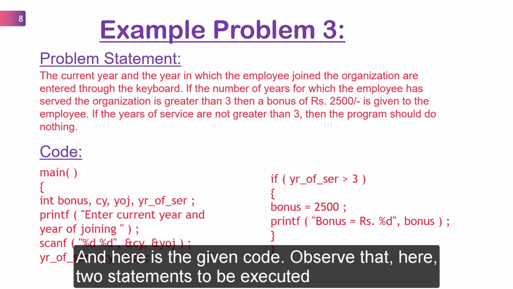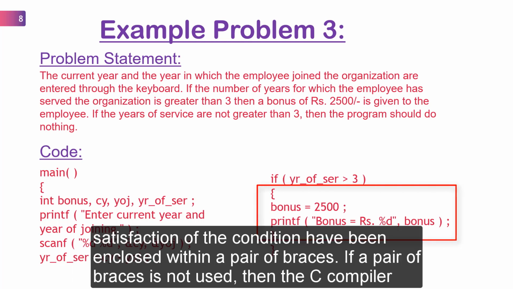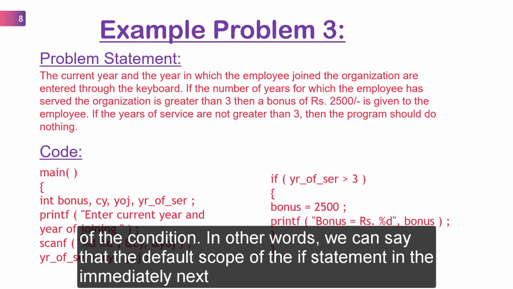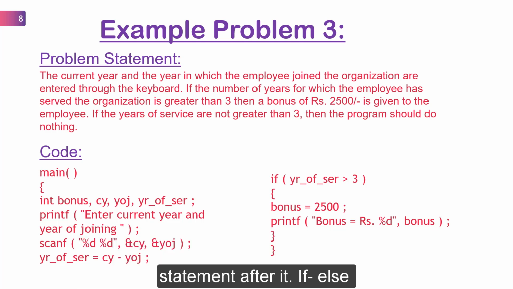Observe that here, two statements to be executed on satisfaction of the condition have been enclosed within a pair of braces. If a pair of braces is not used, then the C compiler assumes that the programmer wants only the immediately next statement after if to be executed on the satisfaction of the condition. In other words, we can say that the default scope of the if statement is the immediately next statement after it.